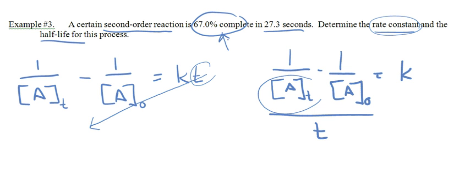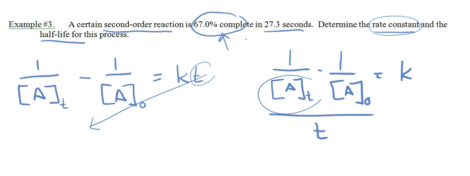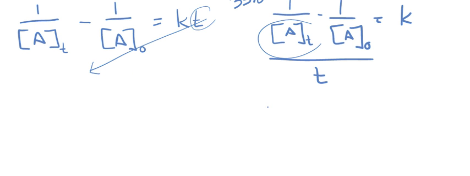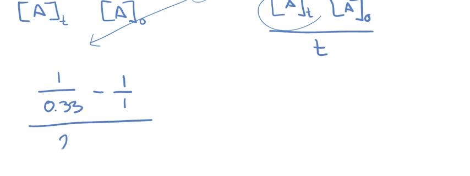So if we've used up 67%, or 67% complete, how much of the reactant remains? Well, it should be around 33%, if I do my math right. So if we know we have 33%, and again, it doesn't say what the molarity was, so go ahead and assume it to be a 1 mole solution. So I'm going to take 1 over 0.33, and I will subtract that from 1 divided by 1, because my initial concentration was 1 here, and it took 27.3 seconds to consume that amount, so I'll put my seconds down below here. And again, that should equal a positive value.